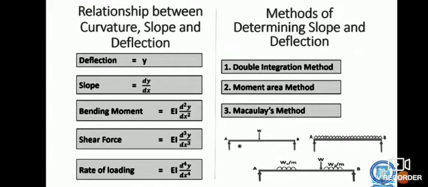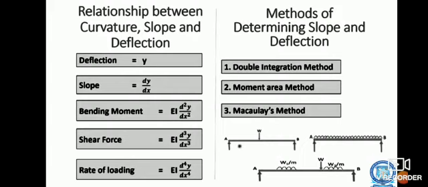Slope is equal to dy by dx. Bending moment is equal to EI d square y by dx square. Shear force is equal to EI d cube y divided by dx cube. The rate of loading is equal to EI d raised to 4 y divided by dx raised to 4. Listen, integrating the bending moment, you get the slope. Integrating the slope again, you get the deflection. That method is the double integration method.